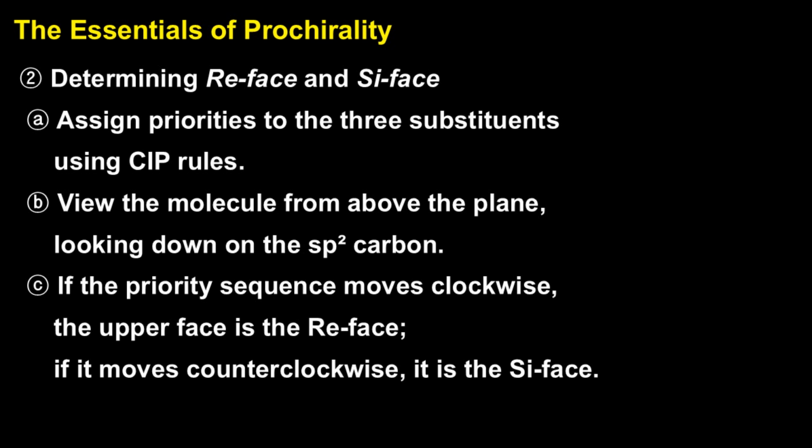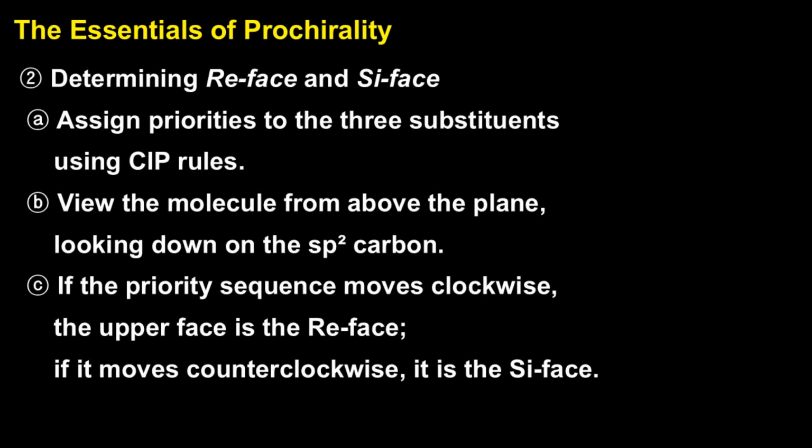First, we assign priority numbers to the three groups attached to the sp2 carbon using the usual Cahn-Ingold-Prelog rules. So, the group with the highest priority is number 1, the next is 2, and the lowest is 3. Then, we imagine looking straight down at the flat molecule as if we're hovering above it. Now, look at how the sequence from 1 to 2 to 3 flows. If it goes in a clockwise direction, then the face we're looking at is called the re-face. But if it moves counterclockwise, that face is the si-face.